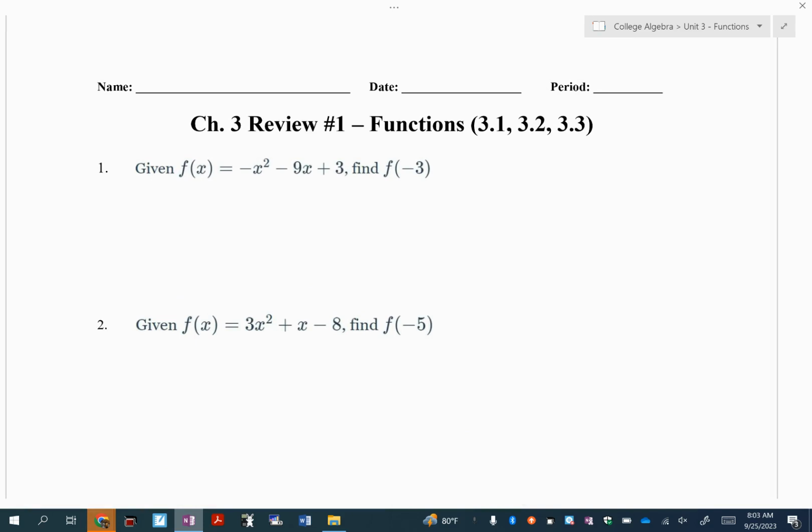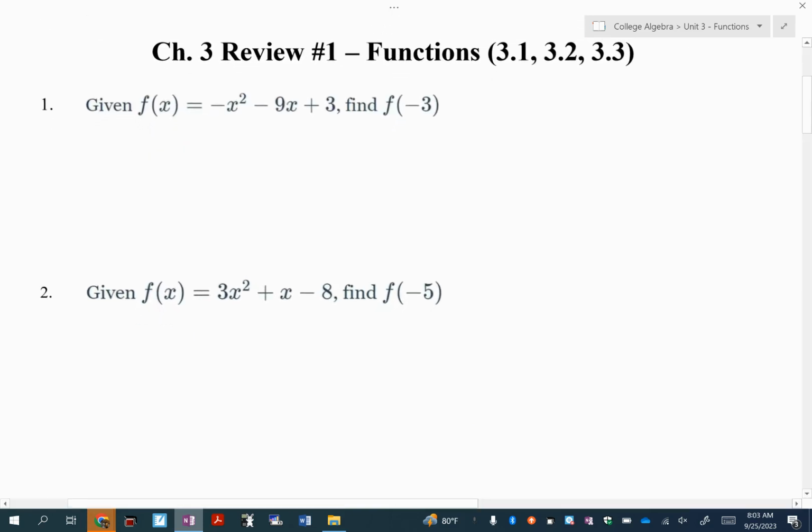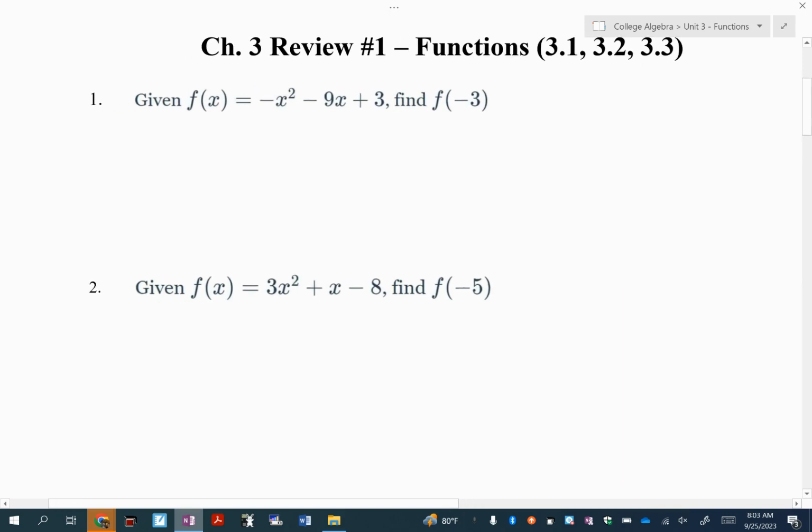All right, so these first ones are from 3.1. We're going to evaluate these quadratic functions at certain values for x. So we're going to plug in -3. Remember to use parentheses. If you need to use a calculator to help you with this, that's fine. I'm not testing the ability to do PEMDAS. But I'm going to just use my brain here.